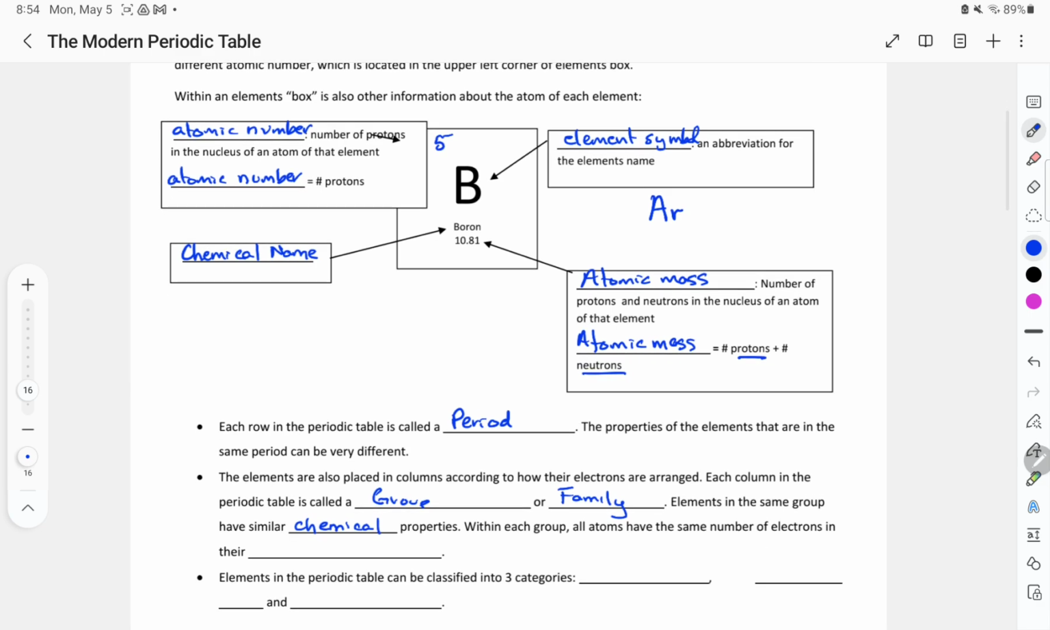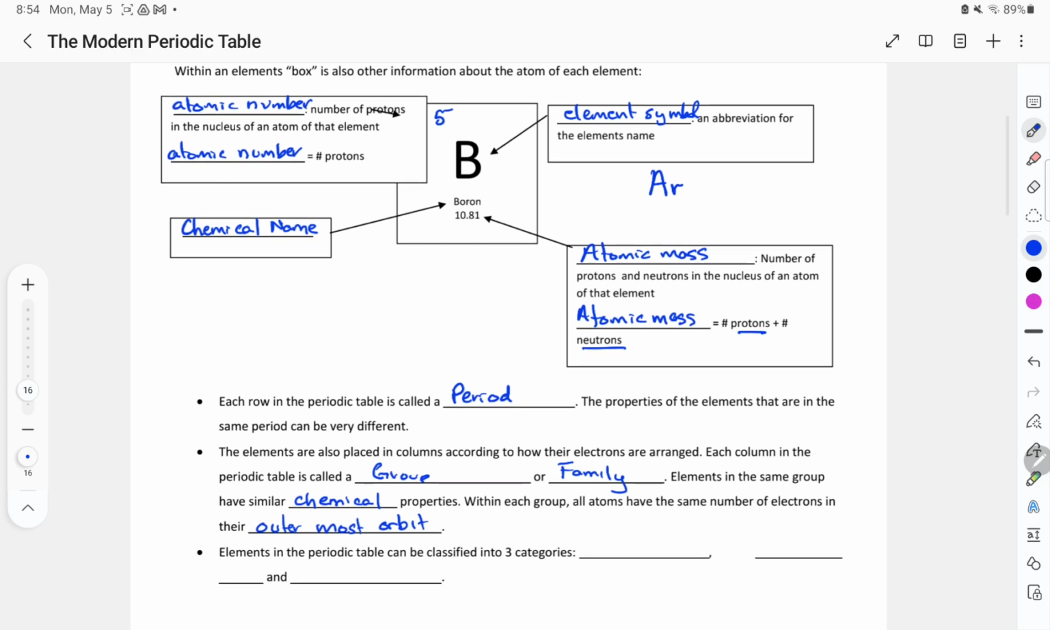The reason is that all the elements in a group, or in a column, have atoms with the same number of electrons in their outermost orbit. We'll talk about what this means tomorrow. Now, when we look at our periodic table, we have our rows, which are called periods. We can classify them in their groups as families, and we can also classify them as metals, nonmetals, or metalloids.